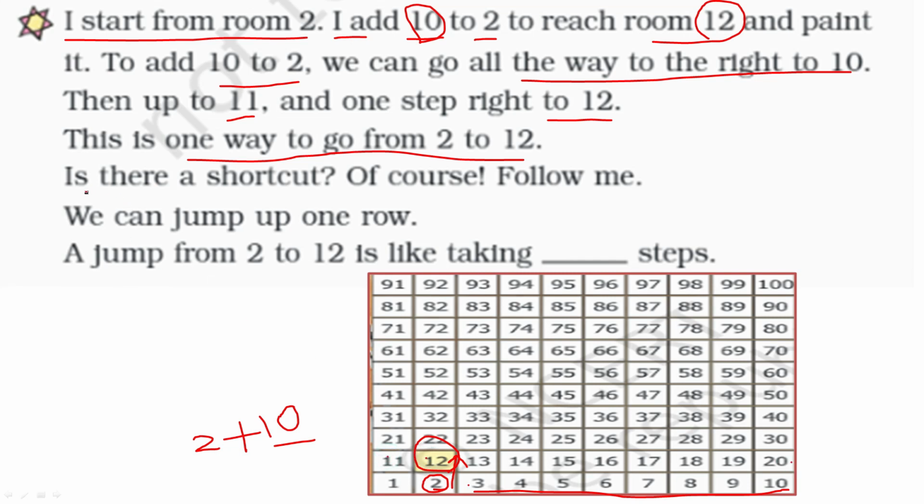Is there a shortcut? Of course. What is the shortcut? That only I told you. We can jump 1 step, 1 row up. If you jump 1 row up, you will go to room number 12. So 2 plus 10, 1 step up. How many steps up? 1 step. So 2 to 12 is like taking 1 step upward. Upward jumping.